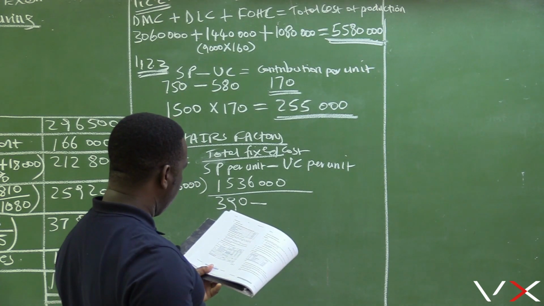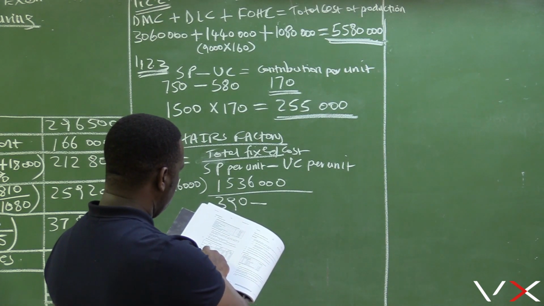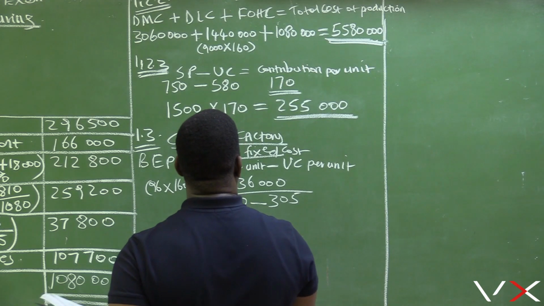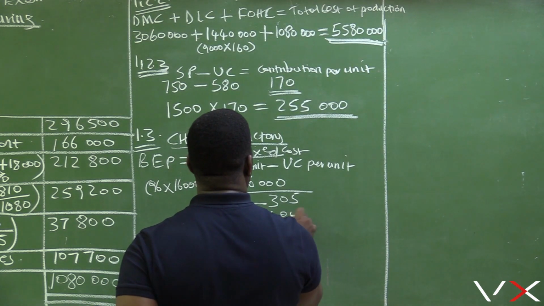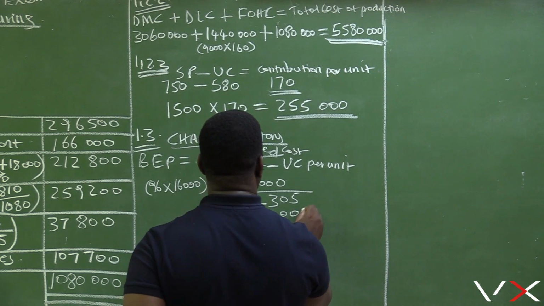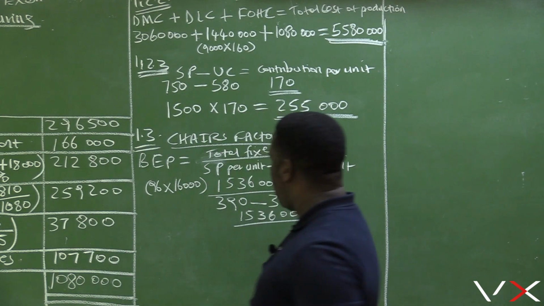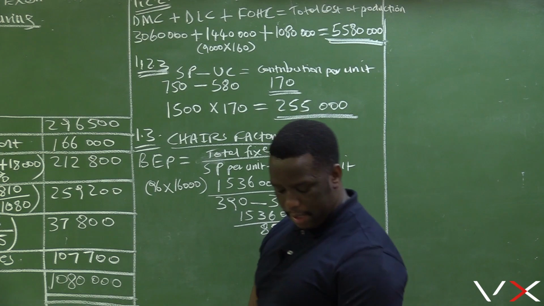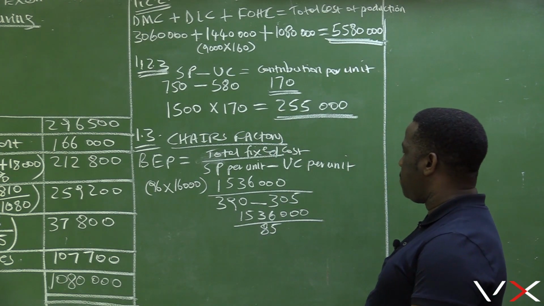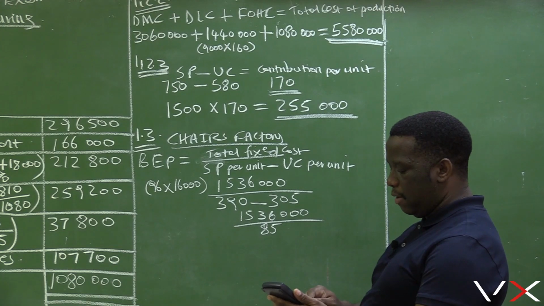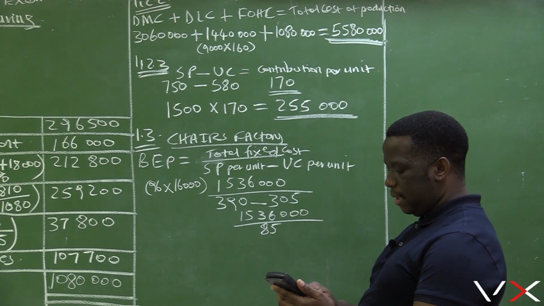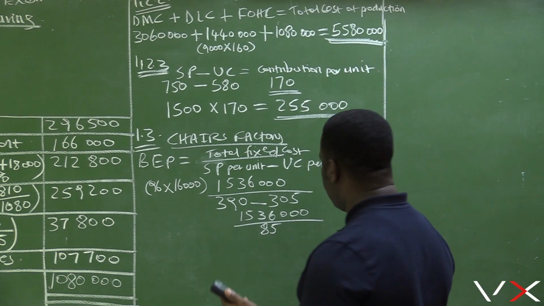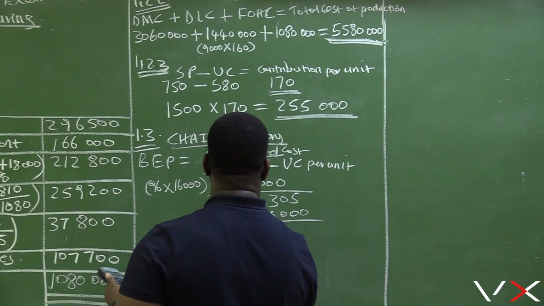The total variable cost per unit for chairs is given as 305. So we have 1,536,000 over 390 minus 305, which gives you 85. 390 minus 305 gives you 85. So 1,536,000 divided by 85 equals 18,071.